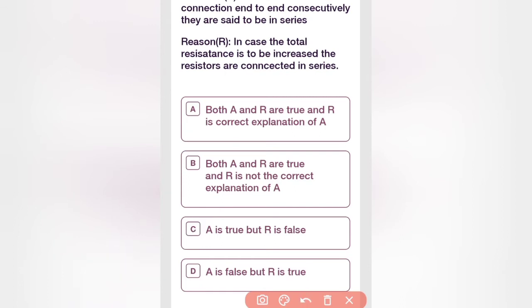No, see, it must be option B, because here the reason is false. No, this is not false, this is correct only. So therefore option B will be the correct answer. It is not the correct explanation. Okay, so this is not the correct explanation. Option B is the correct answer.